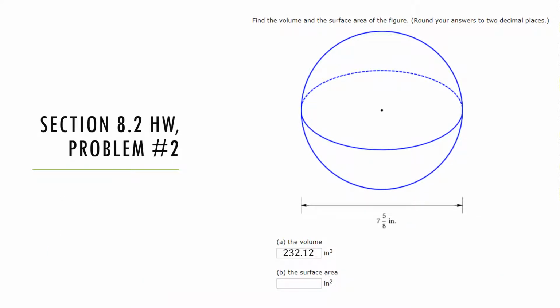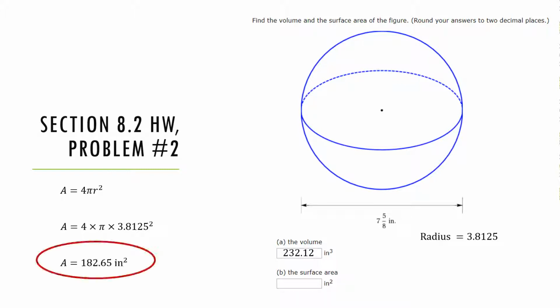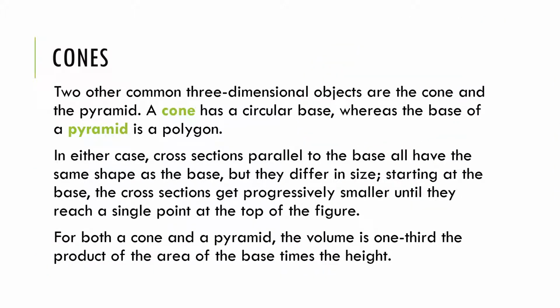Now let's find the surface area. The formula for the surface area is 4 pi r squared. We already know that the radius is 3.8125. We found that on the last part. So let's plug in that radius. So we get surface area equals 4 times pi times 3.8125 squared. So the surface area equals 182.65 inches squared. The next three-dimensional figure that we need to talk about are cones.